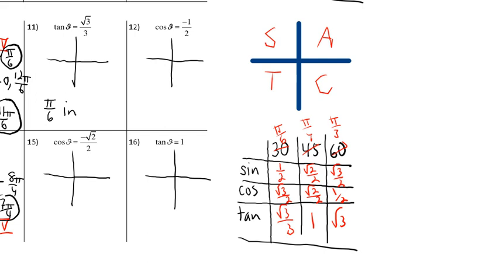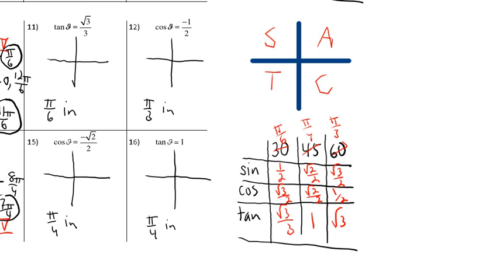All right, let's start checking in on these. Ramon, what two quadrants can we be in number 11? I said the first one and the third one. Good. The first one and the third one. So pi over 6 up here, pi over 6 down here.